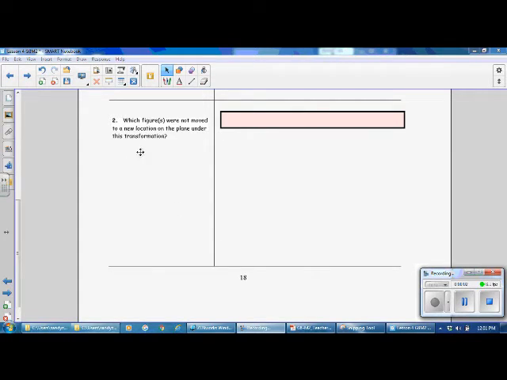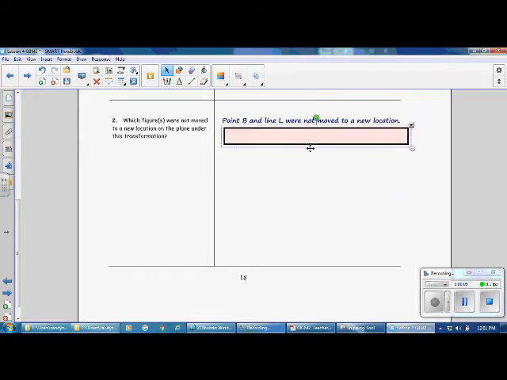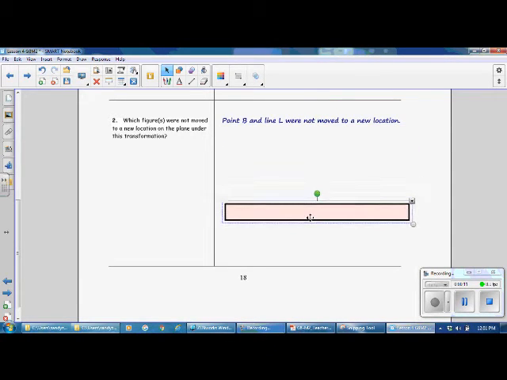Part 2. Which figures were not moved to a new location on the plane under this transformation? Point B and line L were not moved to a new location.